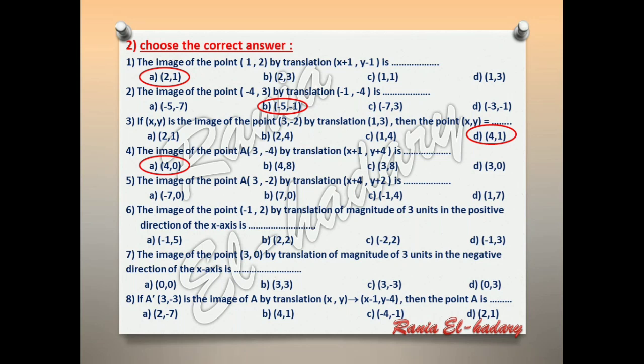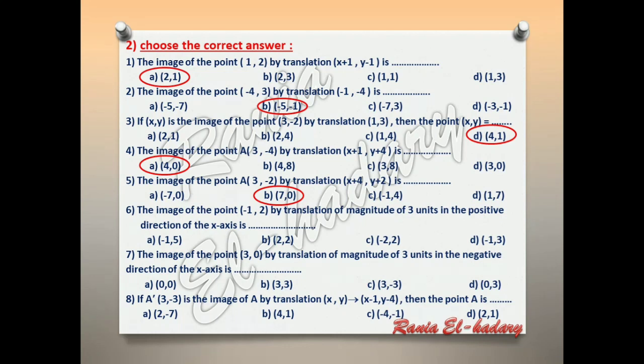Number 5. The image of the point A, 3 and negative 2 by translation x plus 4, y plus 2 is what? I have the image? No, I want to find the image. The point equal 3, negative 2. Translation equal 4 and 2. So 3 plus 4 equal 7. Negative 2 plus 2, 0. So the answer is what? 7 and 0.